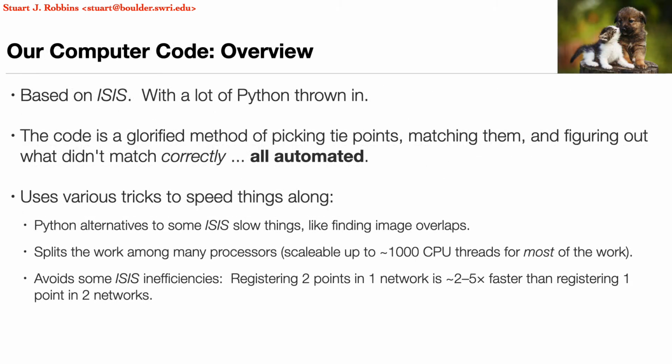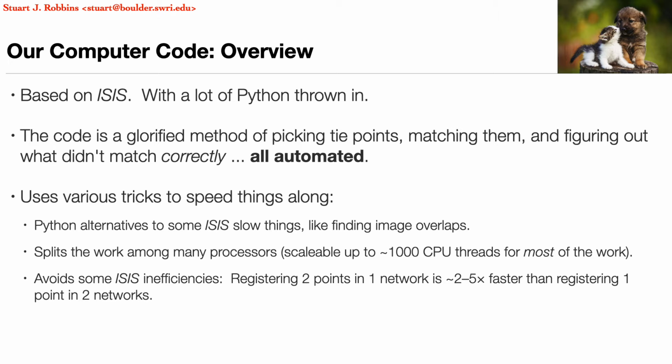So, as an overview for our code, it is built around ISIS. The USGS program suite of ISIS is our back end. Our front end is driven by a lot of Python. Now, not to minimize the work that we have done, our team has done over the last 3 years, but the code is effectively a glorified method of picking tie points between images, matching them up with each other, and then figuring out what didn't match correctly, all in as automated a way as possible. It then uses various tricks in order to speed things along.